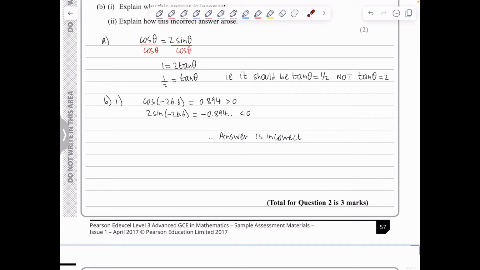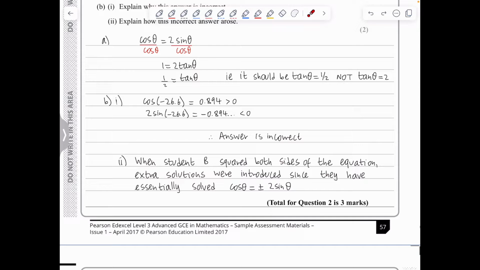Now, to explain how this incorrect answer arose, we need to consider exactly what happened when we square both sides of the equation. So, I like to give this particular example when I teach this: we have the equation x is 1. If I square both sides, I get x squared is 1, which has solutions x is plus minus 1. So essentially, we have introduced more solutions into the original equation, and this is exactly what student B did here. So when they squared both sides of the equation, extra solutions were introduced since they have essentially solved cos theta is plus minus 2 sine theta.